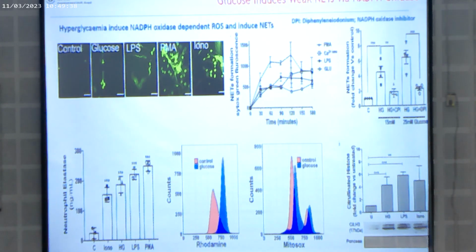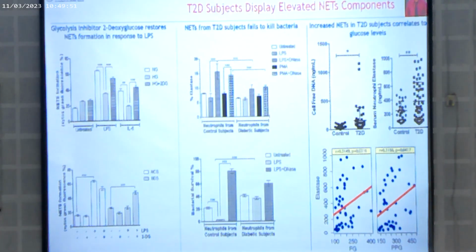And then we looked at other markers for NETs, that is neutrophil elastase, cellular ROS but not mitochondrial ROS, and then citrullination of histones is also elevated in case of high glucose induced NETs.